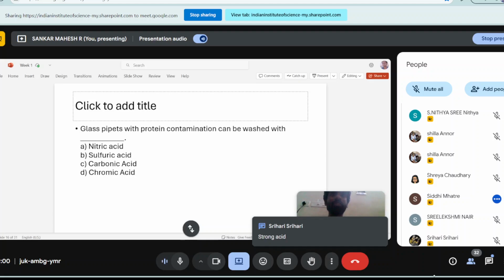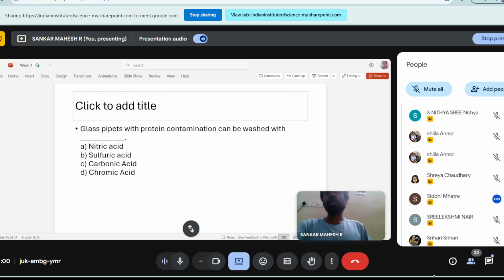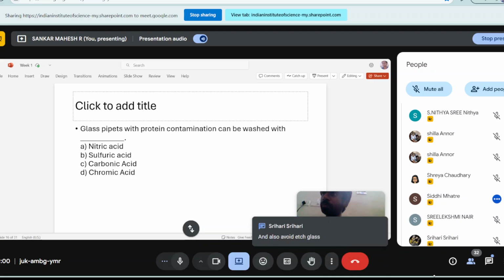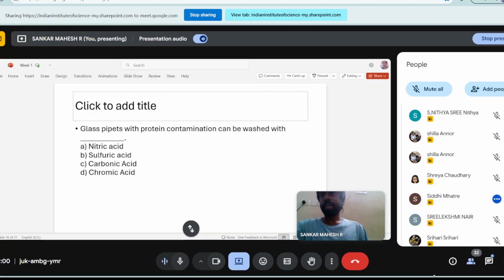Okay, if it's an equally strong acid, wouldn't that corrode your glass pipette? Okay, you're saying avoid glass etching. Okay. I can tell you what I know about proteins.